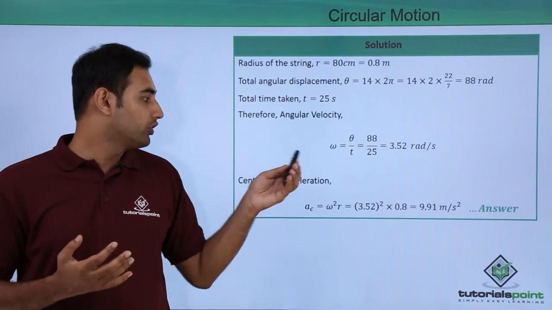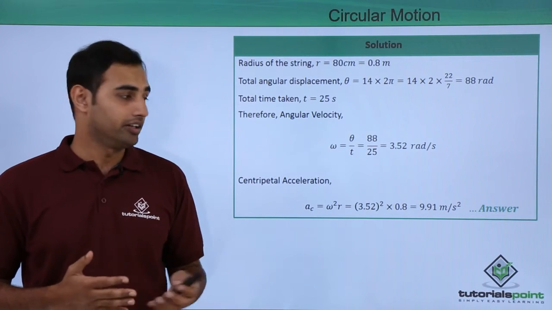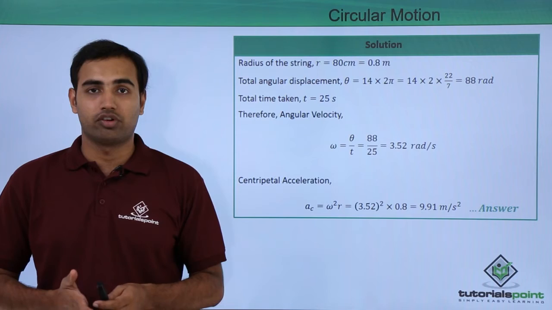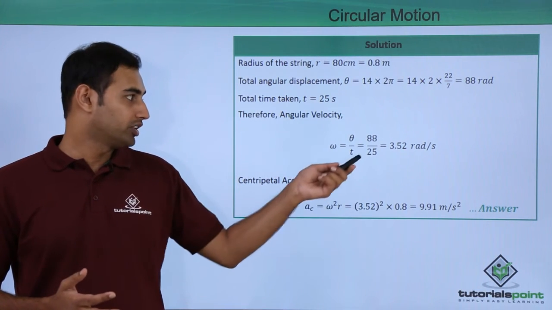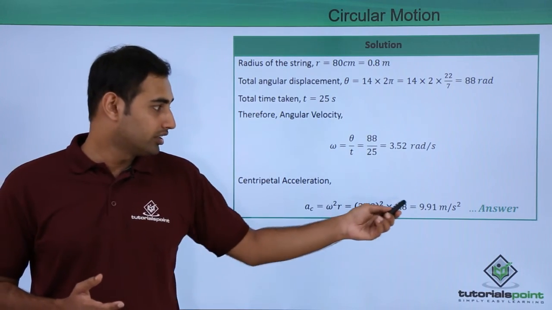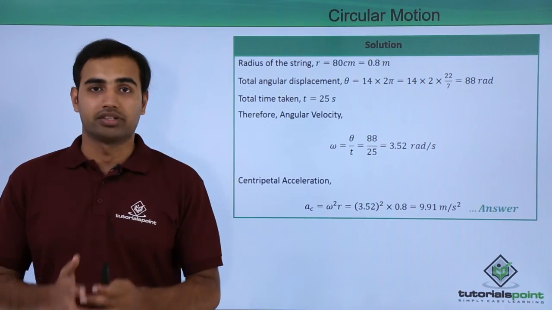Now once we know the value of omega and we already know the value of r, the centripetal acceleration can be expressed as omega square r. It's a standard formula that you already know. So if I put the value of omega as 3.52 and r as 0.8, the result comes out to be 9.91 meters per second square.